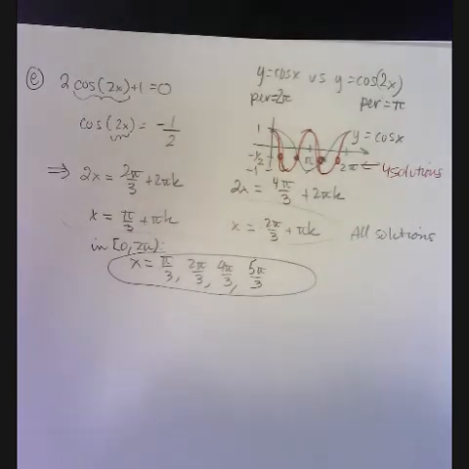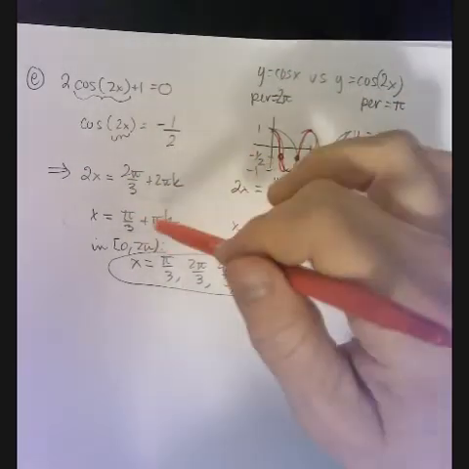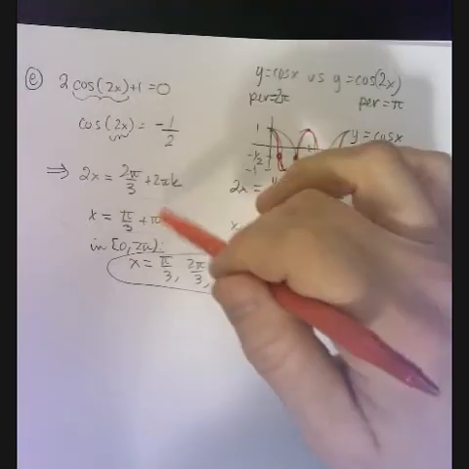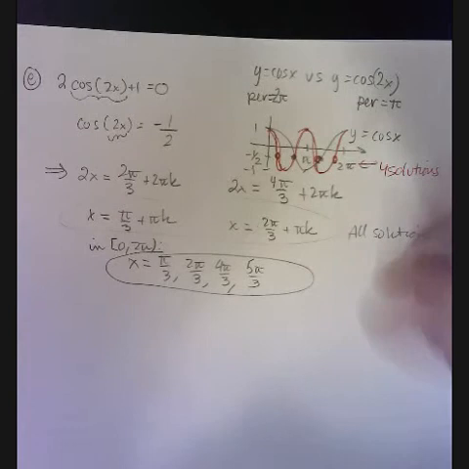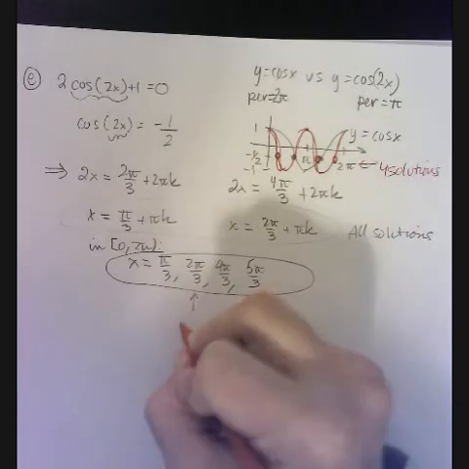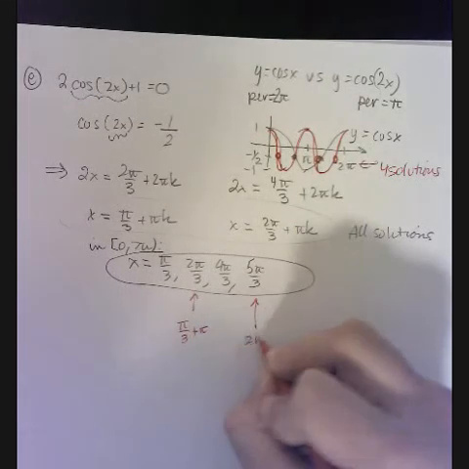Right? So because the period is half as long, there's twice as many solutions. So you have to be careful about that. So I recommend treat it like you're finding all solutions and then pick out the ones that actually fall in the interval you're looking for. So again, this one was pi over 3 plus pi. This one was 2 pi over 3 plus pi.